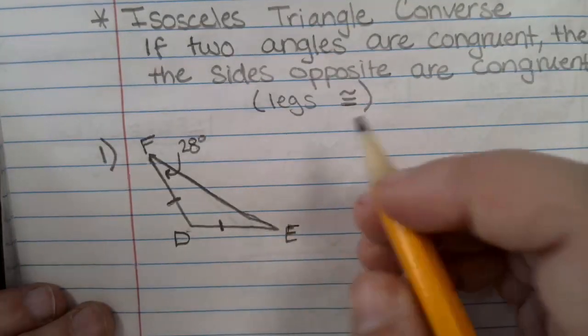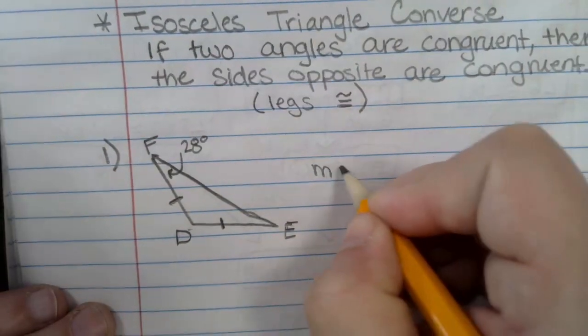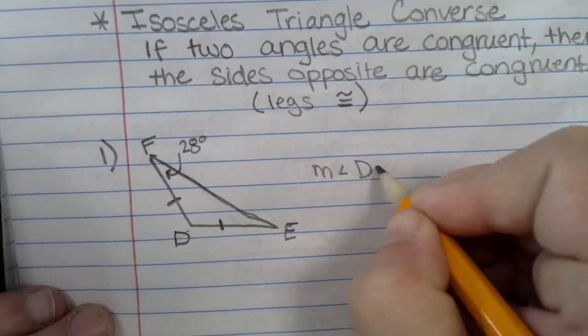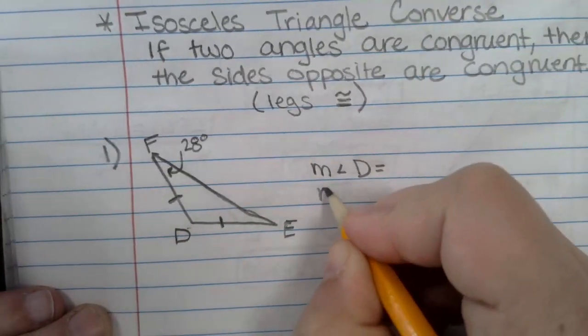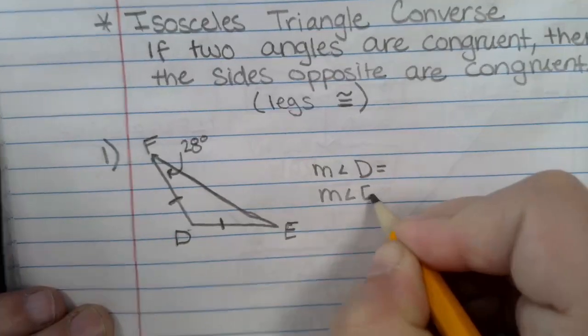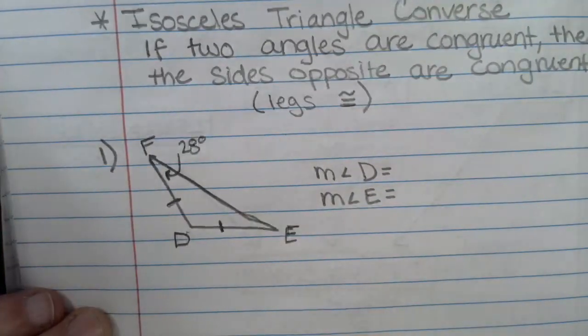What I want to find is what is the measure of angle D, and I want to know what is the measure of angle E. I want to know what are those other two measures in the triangle.